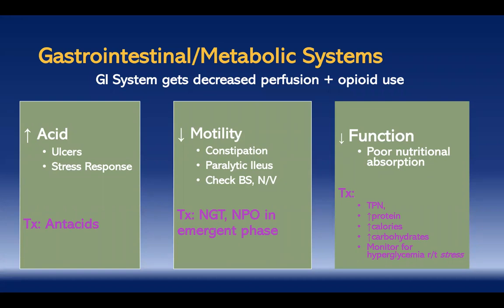And we're going to monitor for hyperglycemia in these patients, because remember, one of the 4 S's that can cause hyperglycemia is stress. And these patients are under significant physiologic stress. And so they may have hyperglycemia even if they're not diabetic.